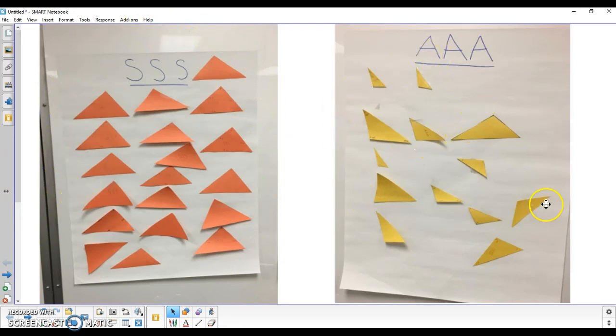On the other hand, the yellow one, AAA, I gave you three angle measurements. Do any of those look the same? Well, maybe these ones up top here, but really, realistically, no. You guys did not come up with consistent, congruent shapes here. So if I give you three angles, I don't think that's very helpful.